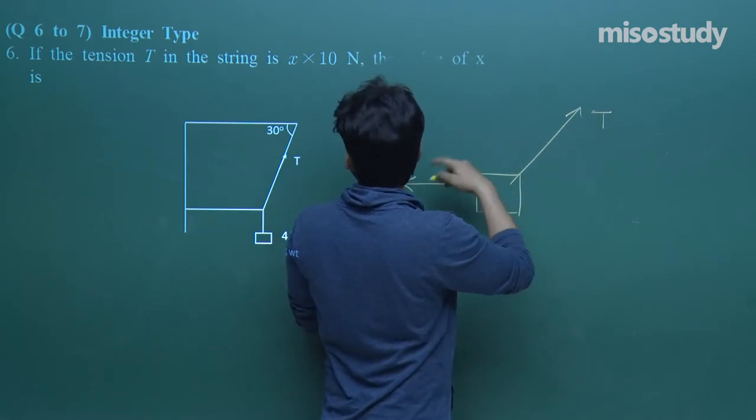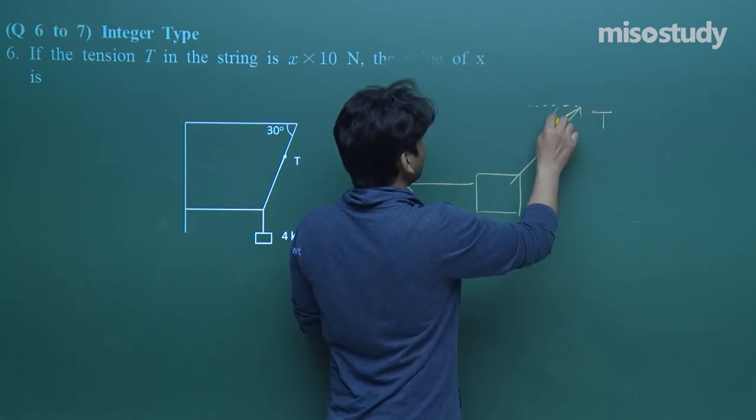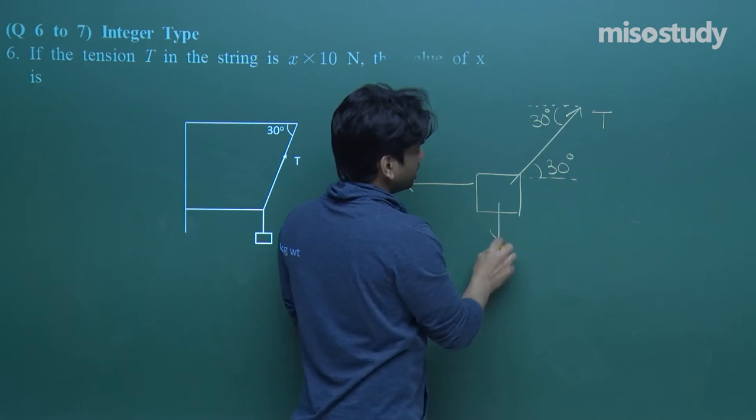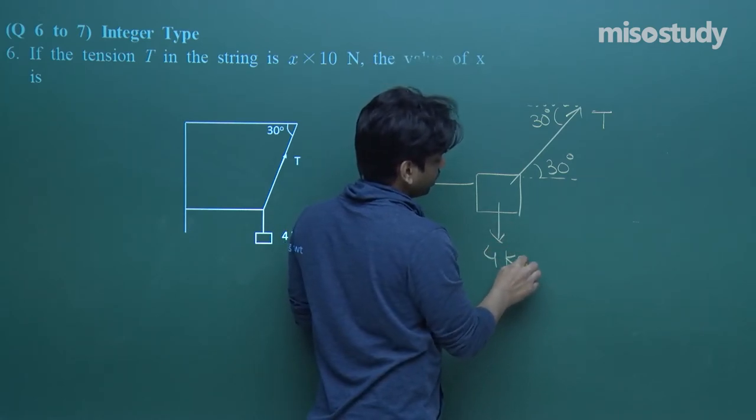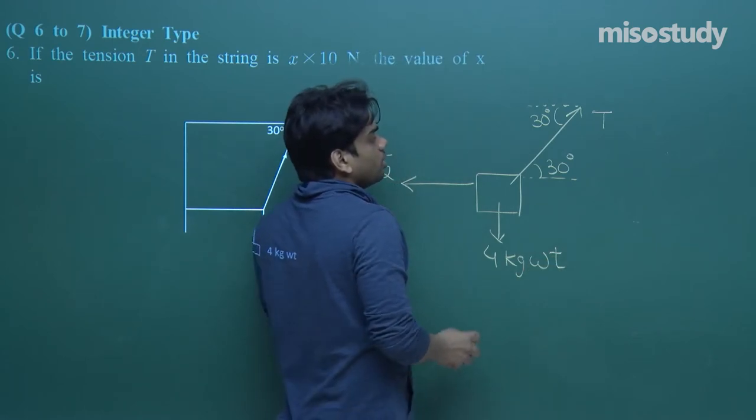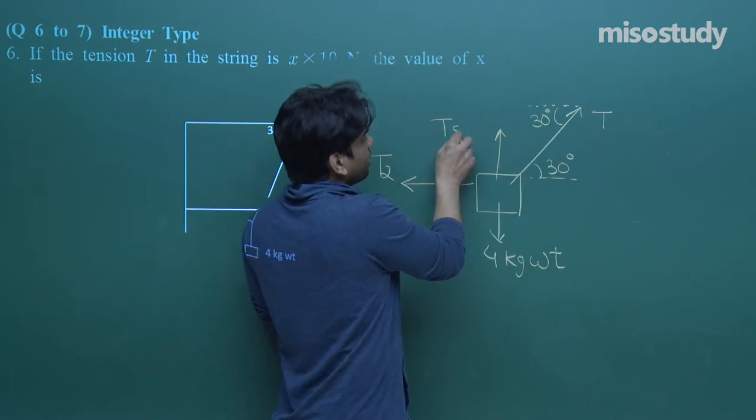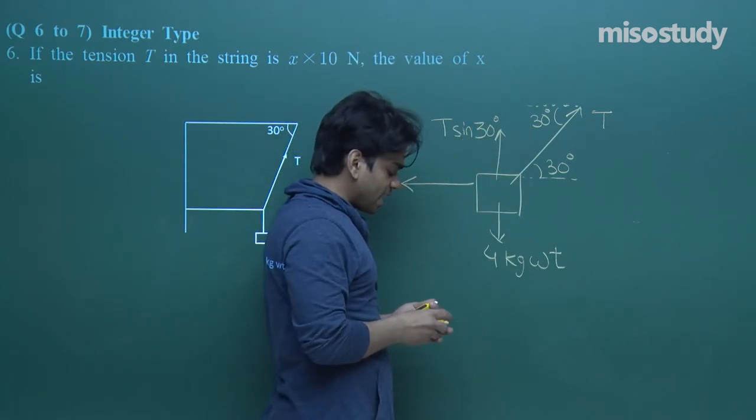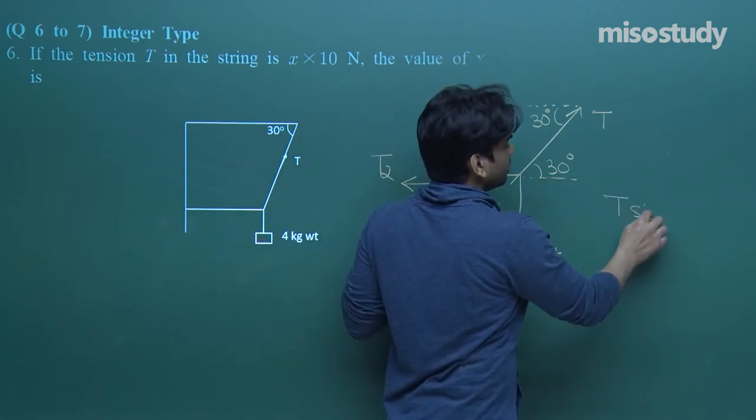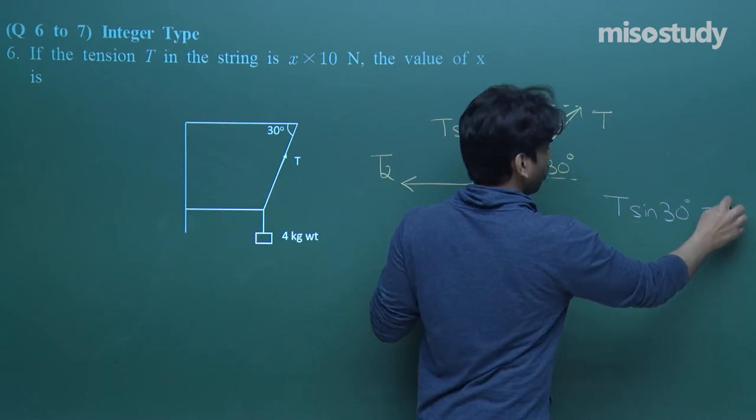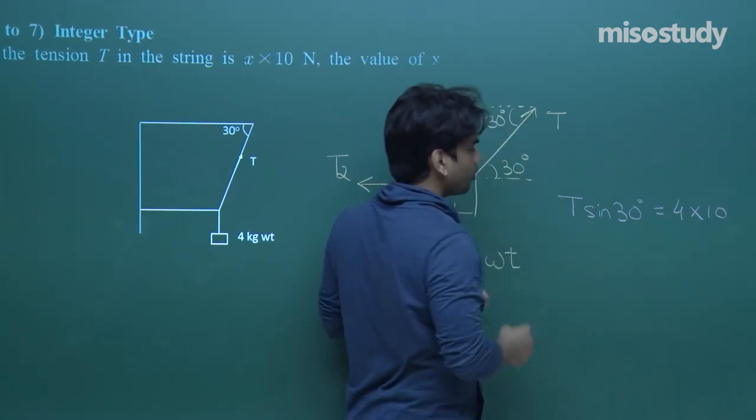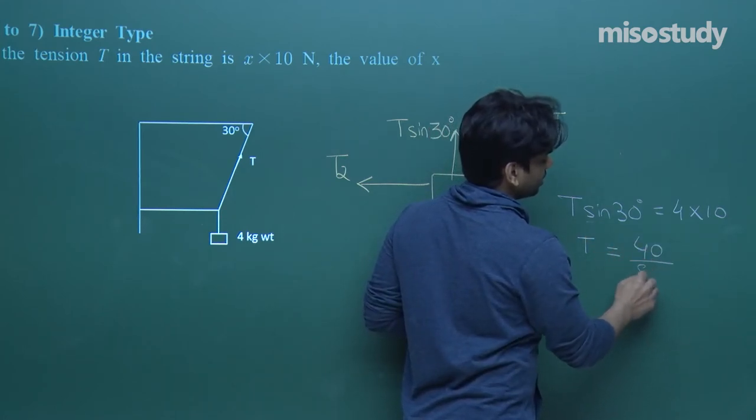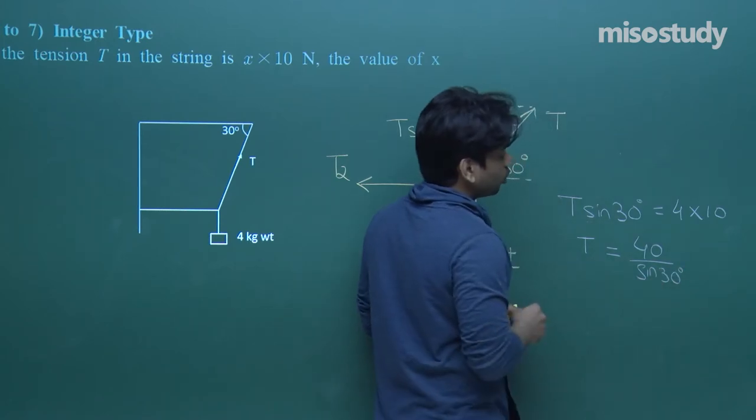Now see here, it's given that this angle is 30 degree, so I'm marking this angle as 30 degree. Obviously this angle will also be 30 degree. The 4 kg weight is acting along the downward direction. T sine 30 degree will be acting along the upward direction. Equating the forces along the vertical direction, we have T sine 30 degree equal to 4 kg weight, so 4 into g, that is 10, 40. So T comes out to be 40 divided by sine 30, that is 1 by 2, so it comes out to be 80 newtons.